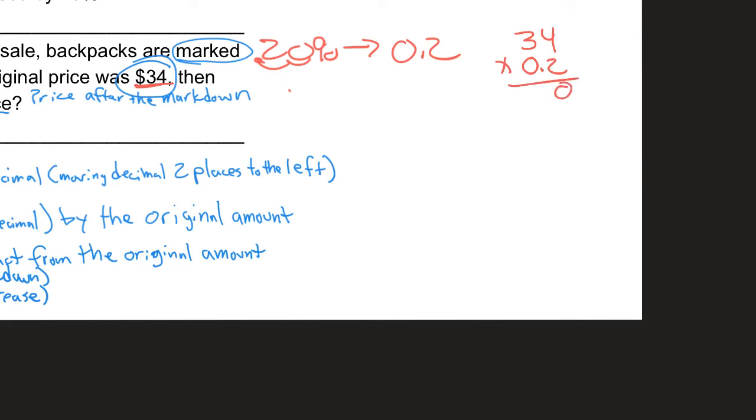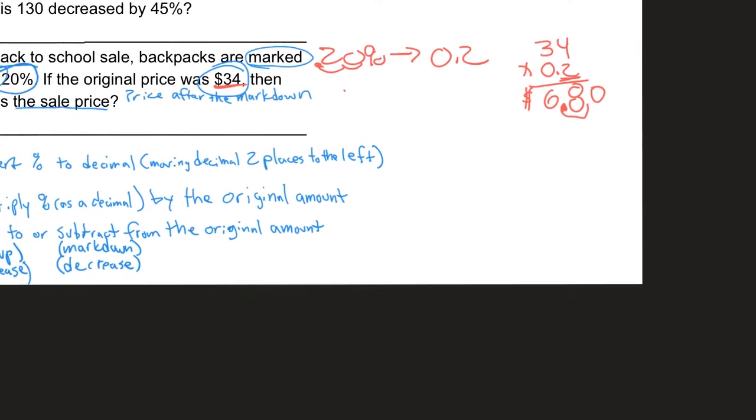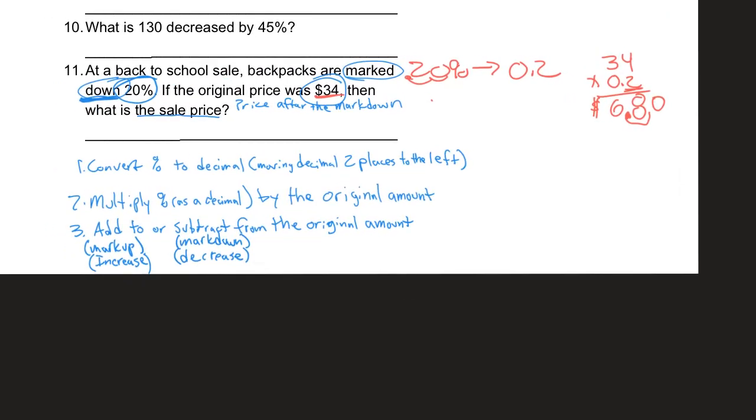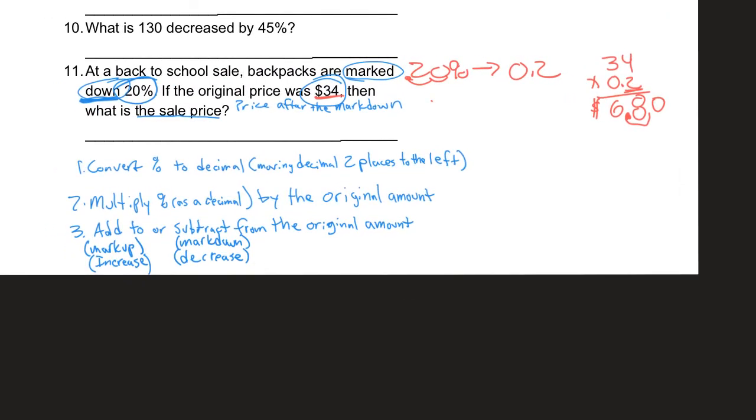2 times 4 is 8. 2 times 3 is 6. Okay, 68 cannot be right because I've got 1 decimal place to the right. So I need to move it back 1. Oh, 6.8. All right, or $6.80. All right, what's my third step? Oh, I'm going to add or subtract. And they said it was a marked down. So I'm going to use subtract from the original amount. What was my original amount again?